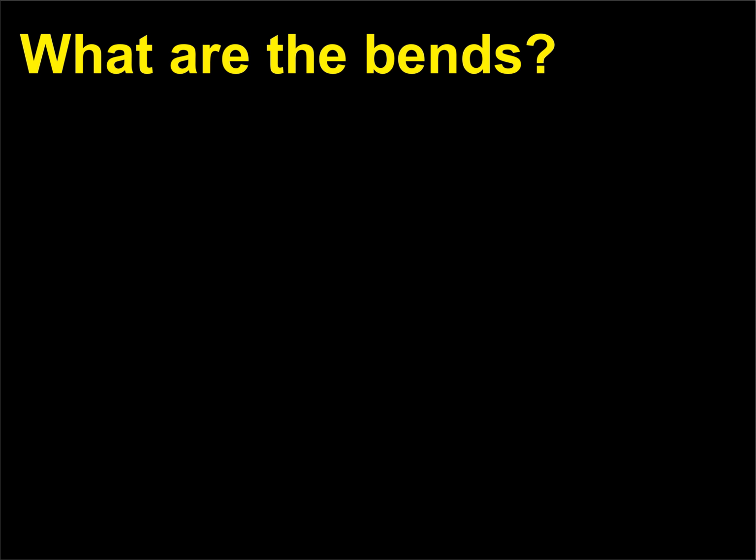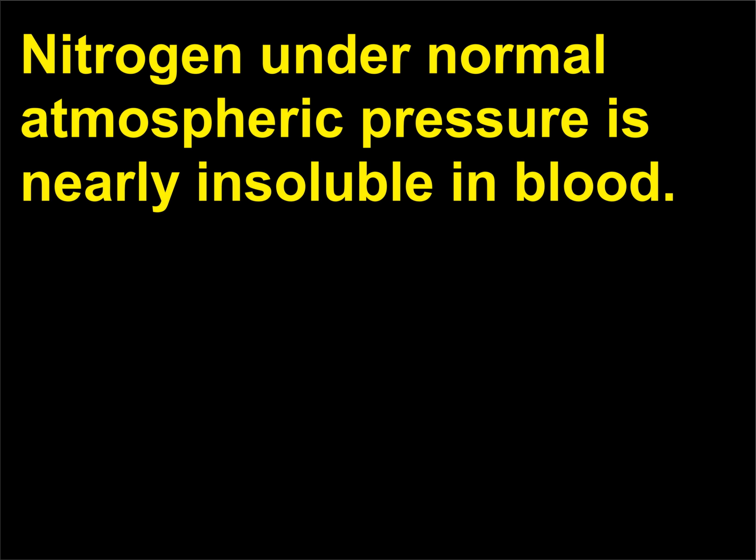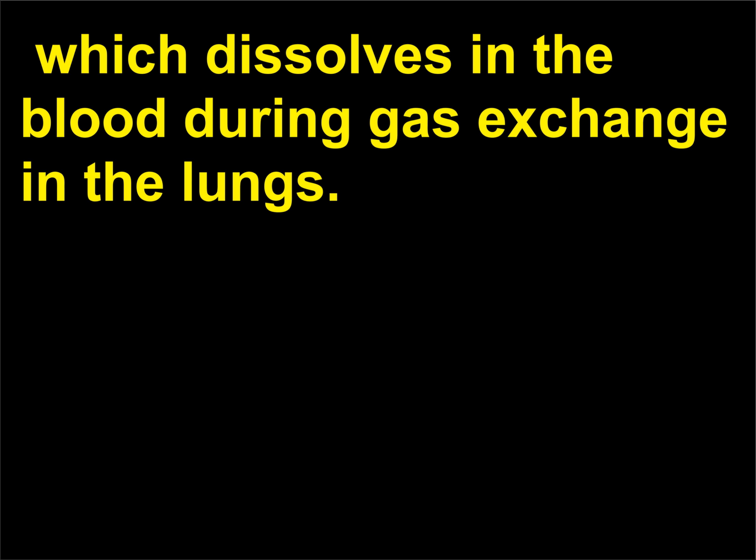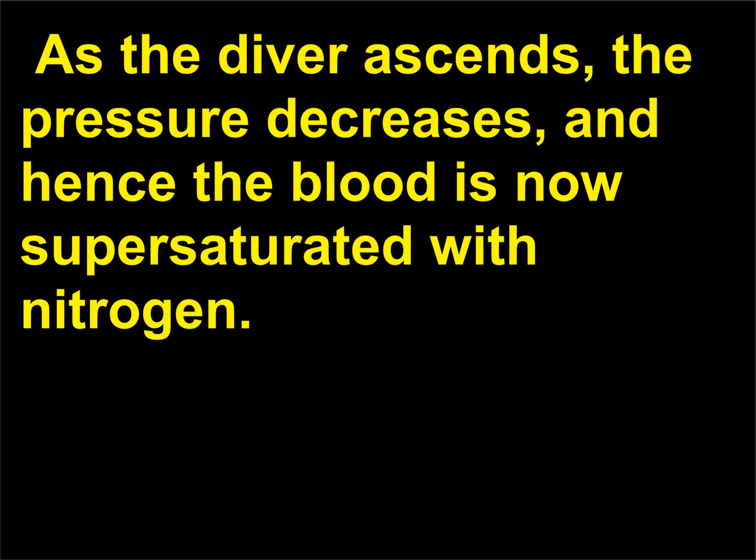What are the bends? Nitrogen under normal atmospheric pressure is nearly insoluble in blood. Under pressure, the solubility increases. Thus, as a diver goes deeper, the blood holds more and more nitrogen, which dissolves in the blood during gas exchange in the lungs. As the diver ascends, the pressure decreases, and hence the blood is now supersaturated with nitrogen.